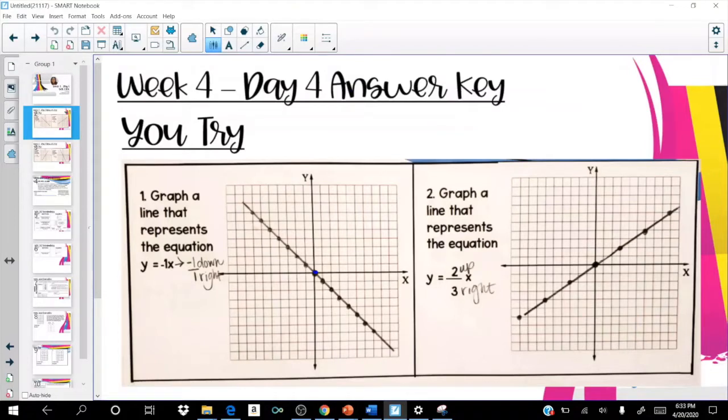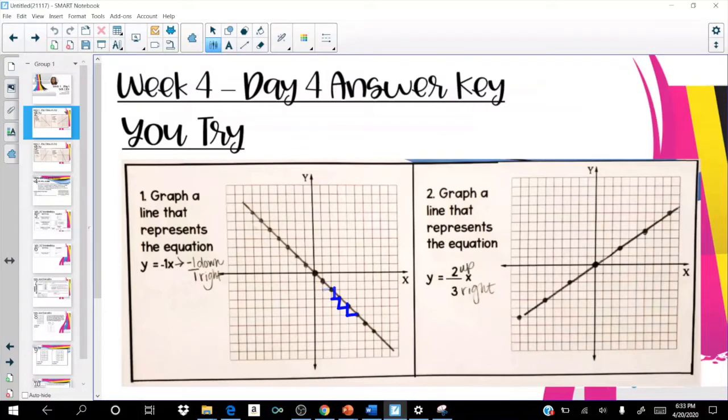So from the origin, I will go 1 down, 1 to the right, and repeat that, 1 down, 1 to the right, and so on.